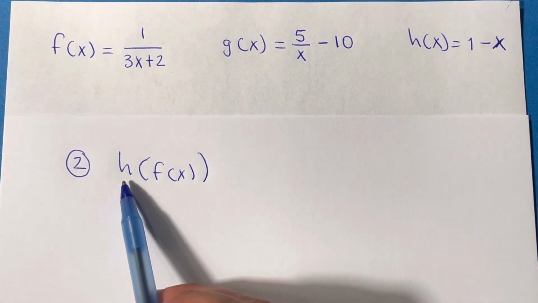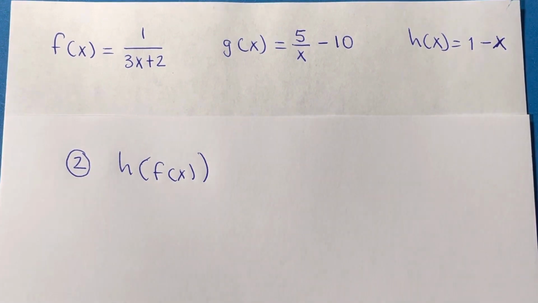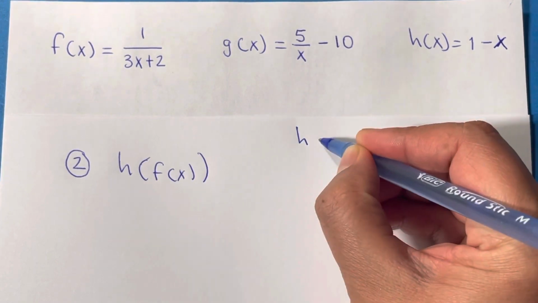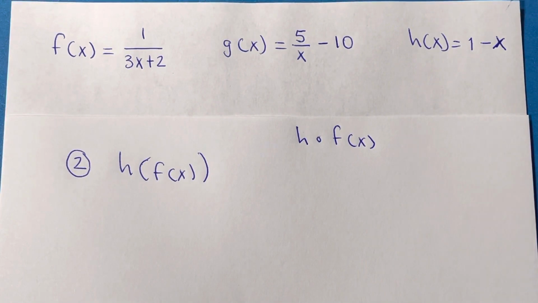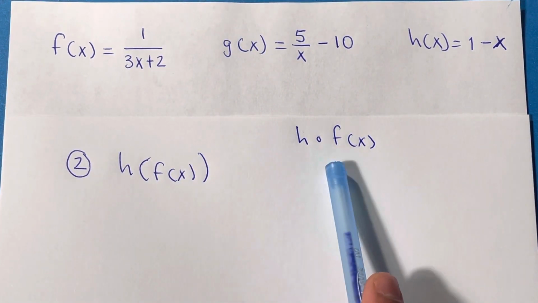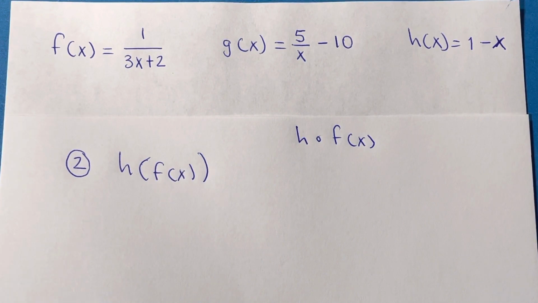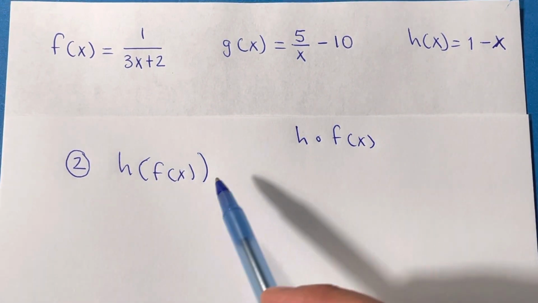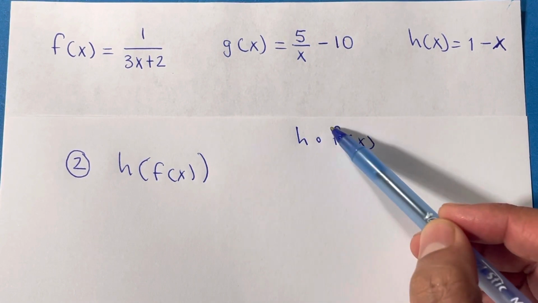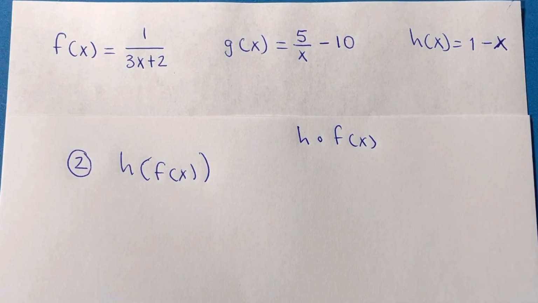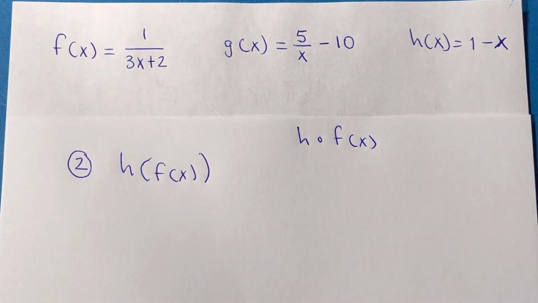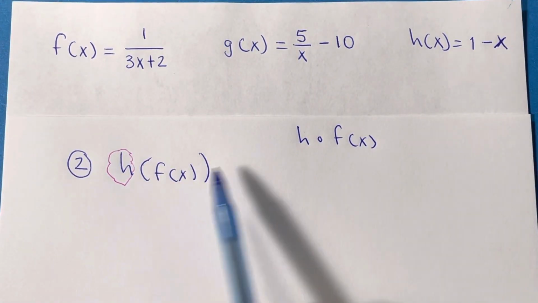For number 2, we have h of f of x. Something that I want to let you know is that sometimes you will see another notation, which is h circle f of x. And this refers to exactly the same thing. This and this is exactly an embedded function. And if you get confused, just make sure that you put another set of parentheses in here to replace that little circle. Okay, so the first letter tells me which function I'm going to use.